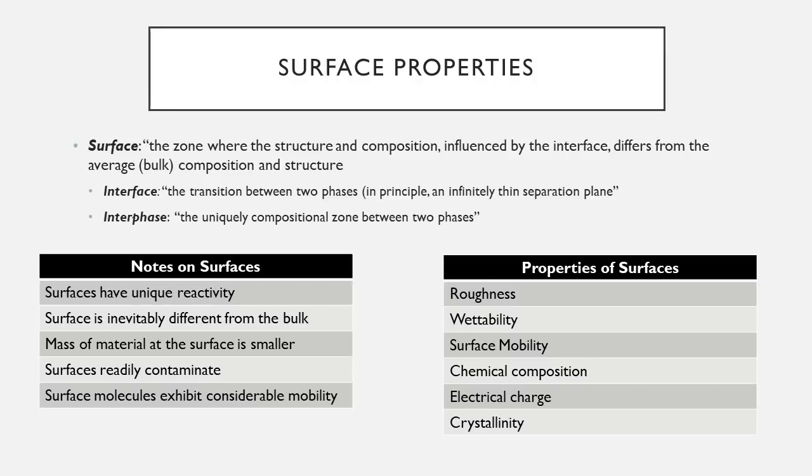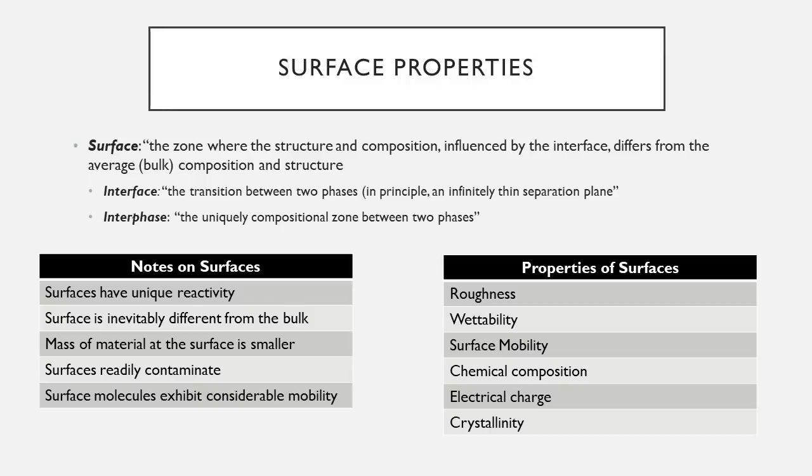The interface is really just the transition between two phases. So in principle, this could be an infinitesimally thin plane between two phases, whereas in reality, it's actually more of an interphase, which is a unique compositional zone with a finite and measurable dimension between two phases. So I like to think of it as bulk properties of the biological environment, bulk properties of the material, and in between that, there's an interphase which has very unique reactivity and surface properties. So let's talk about those surfaces and interphase a little bit more in detail.